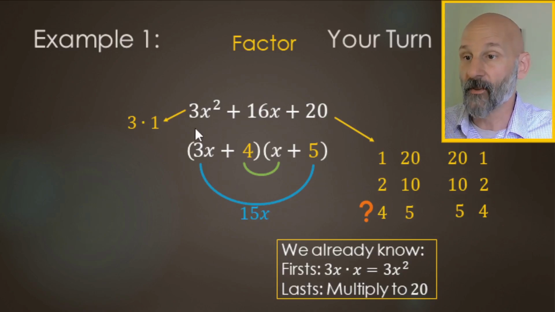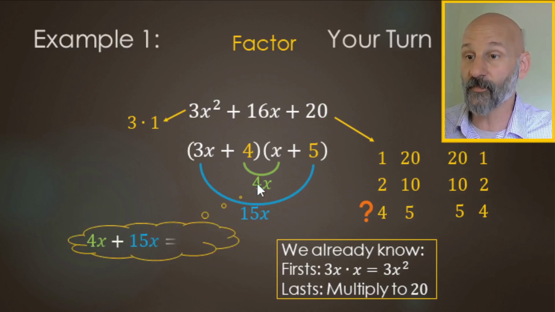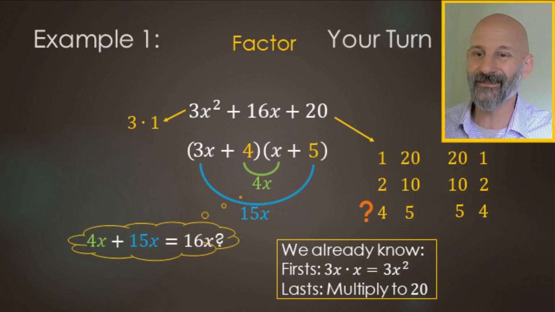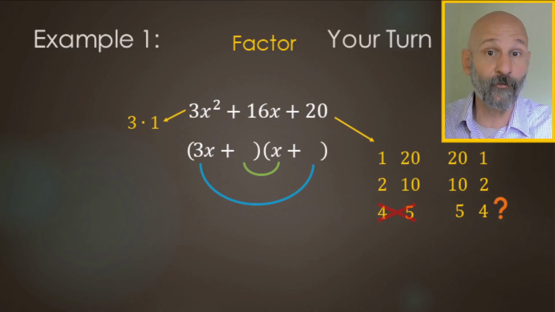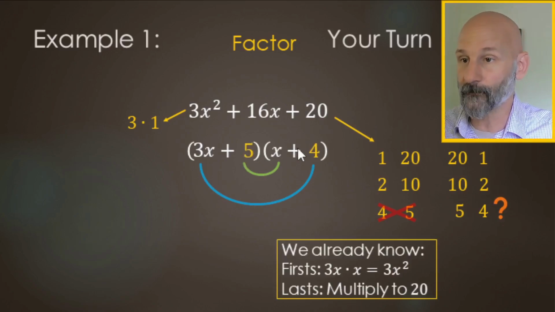So here we go. 3x times 5, 15x, 4x, or 4 times x makes 4x. So 15x plus 4x, does that make 16x? It's 19, so we're close, but nope, it doesn't work. So 4 and 5 is not the answer. Let's try another one. Let's try 5 and 4. Here we go. 5 and 4.